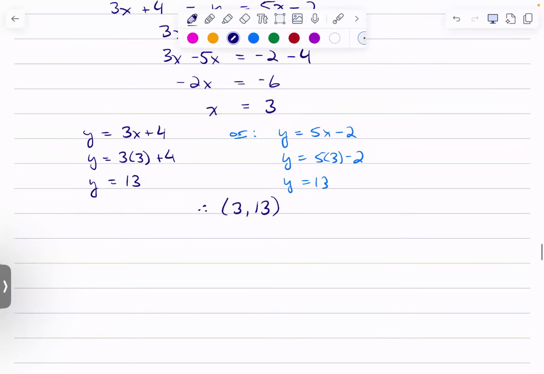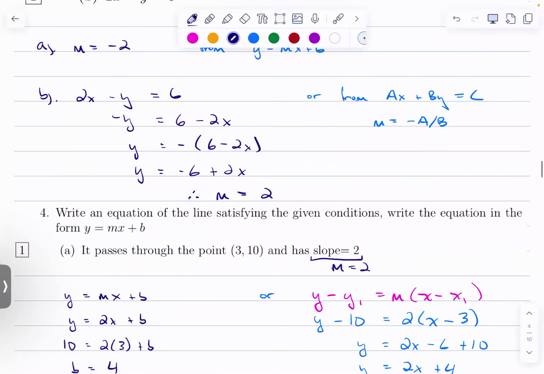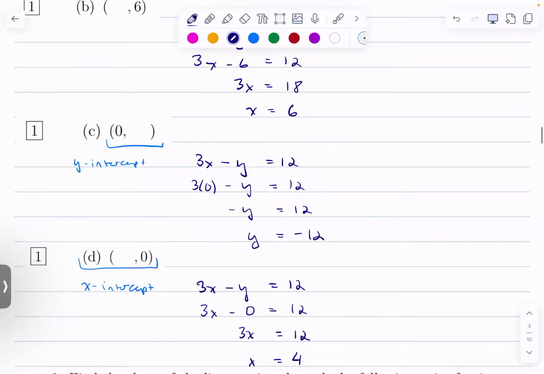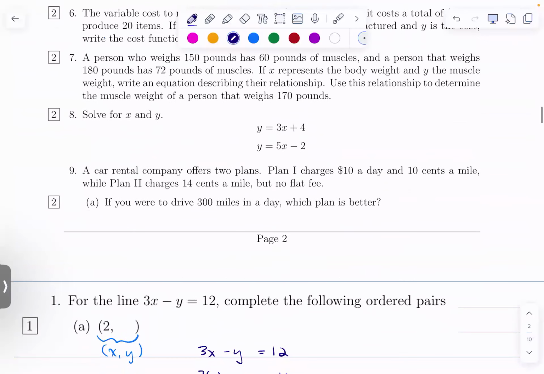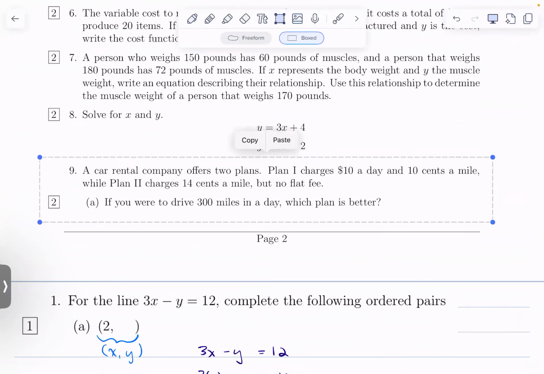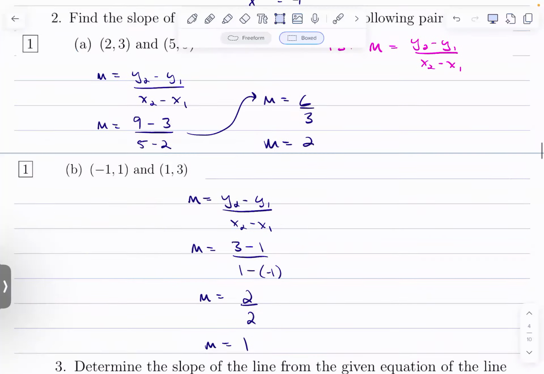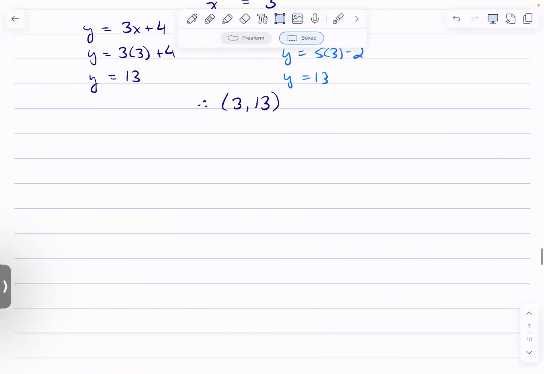Okay. Any questions while I scroll? All the way back up here. Did a lot. We're almost on the next page.